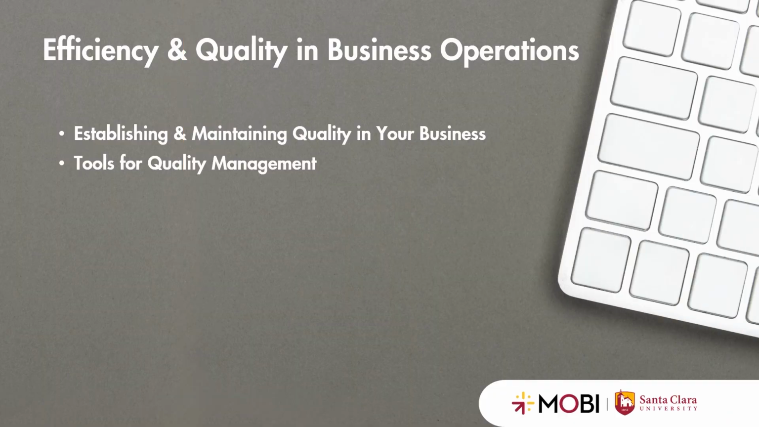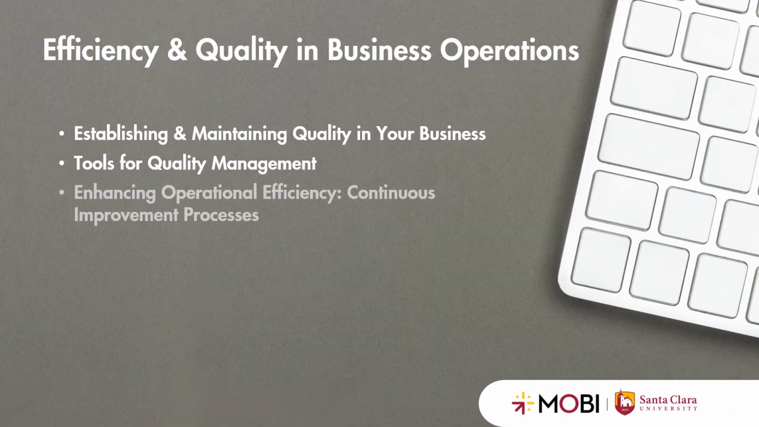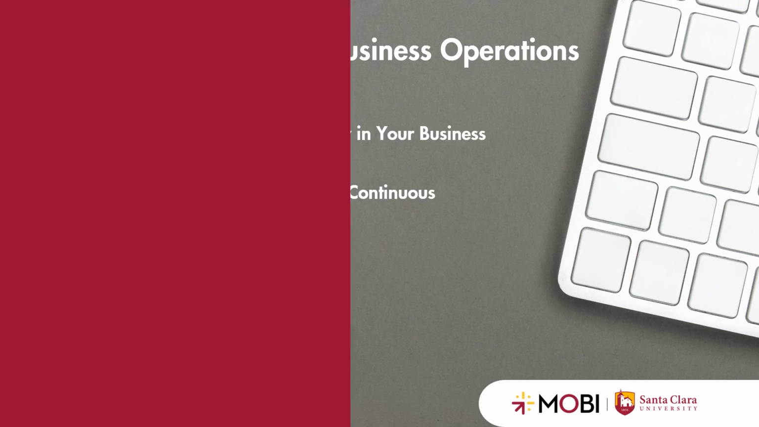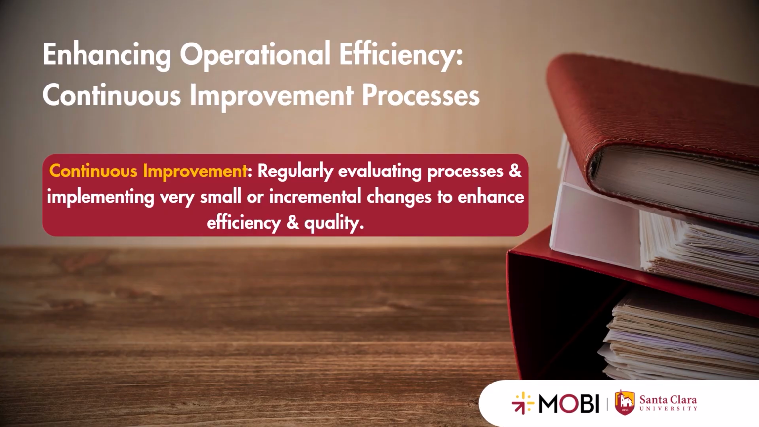We'll wrap up our discussion of efficiency and quality in business operations by talking about enhancing operational efficiency through continuous improvement processes. Continuous improvement involves regularly evaluating processes and implementing very small or incremental changes to enhance efficiency and quality. Sample strategies include regular reviews.